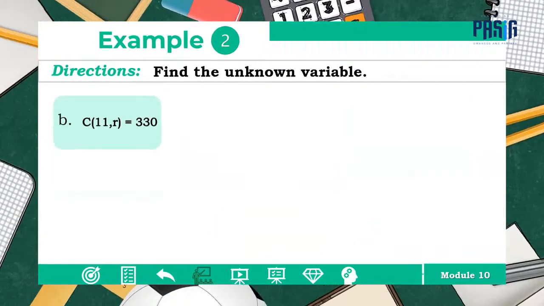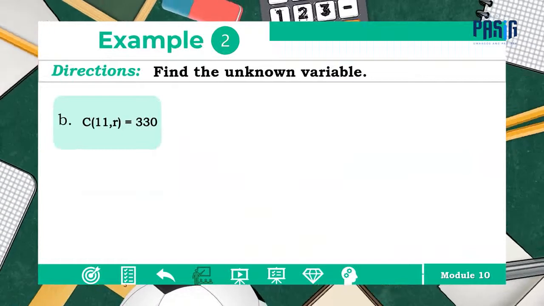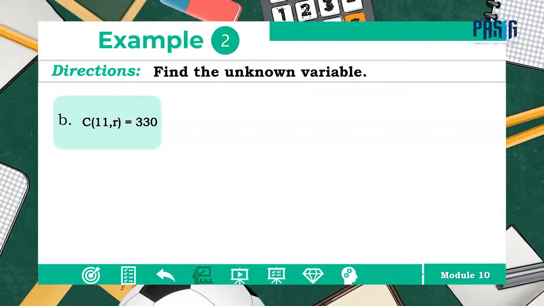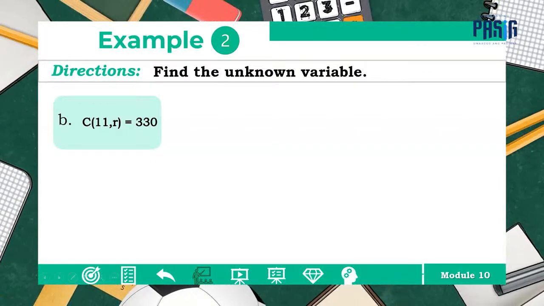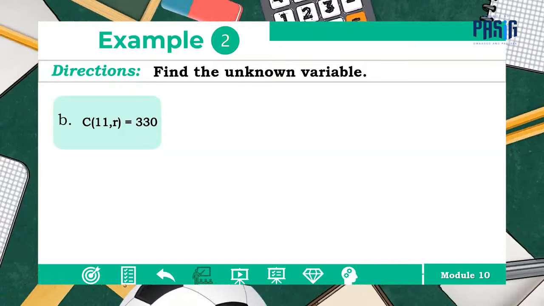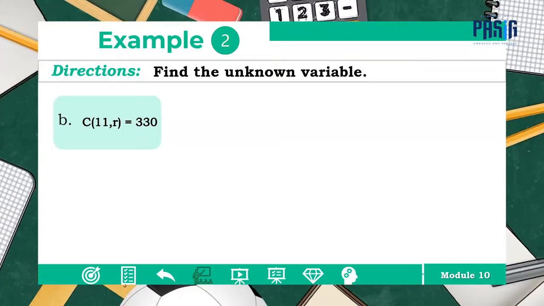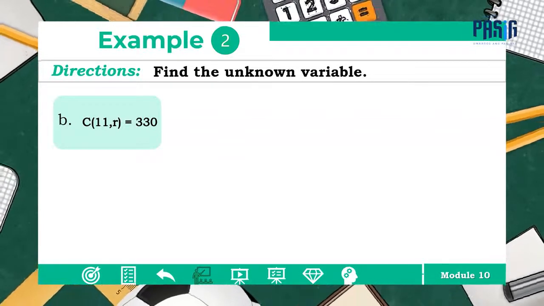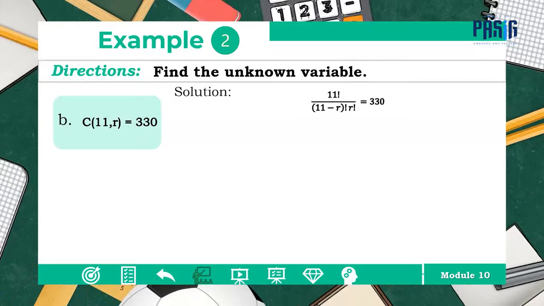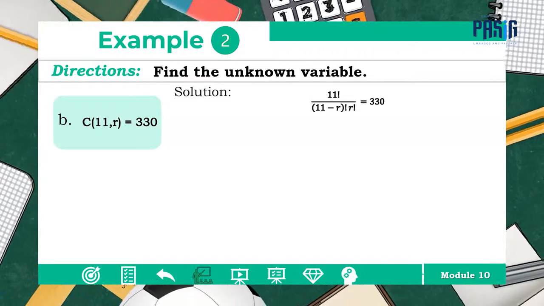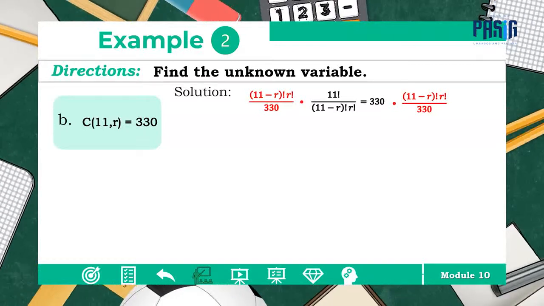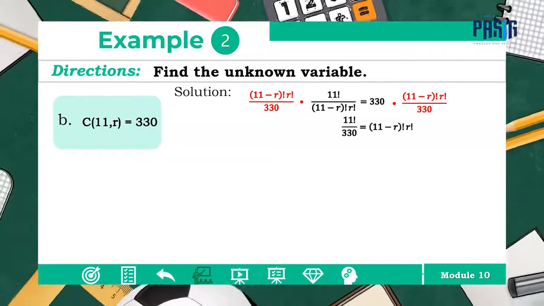Letter B. The combination of 11 taken r at a time is equal to 330. Again, let us use the combination formula to solve for r. Substituting the value of n and r, we will have this equation. To simplify, let us multiply both sides of the equation by this number. Doing this, we will have now this equation.